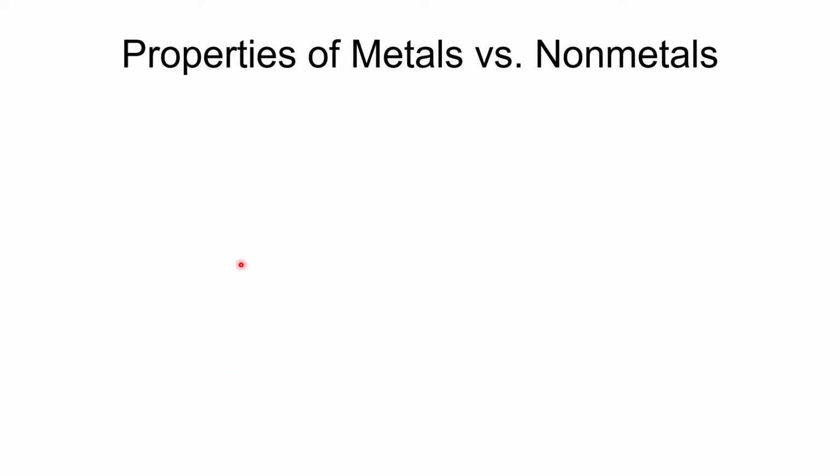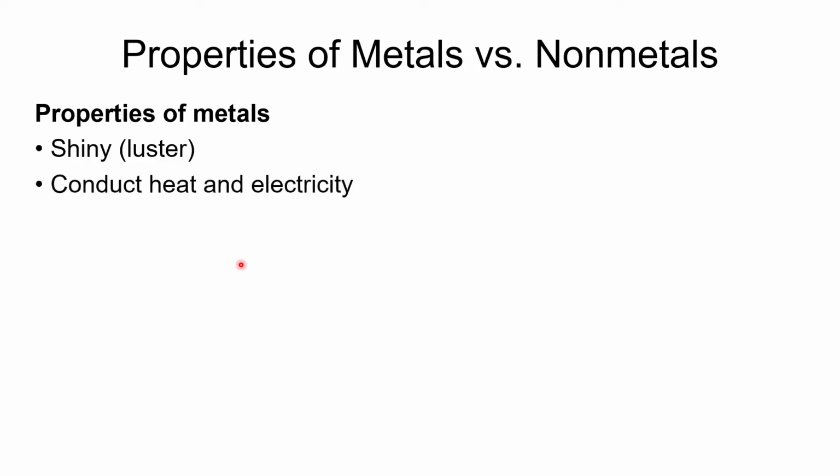So, properties of metals versus nonmetals. When you think about all the things that you know about metals, metals are typically shiny. They have luster is the term we like to use. They are usually good conductors of heat and electricity. They are malleable and ductile. Malleable means you can pound them into sheets. Ductile means you can draw them into wires, which is why we can have stuff like copper wire.